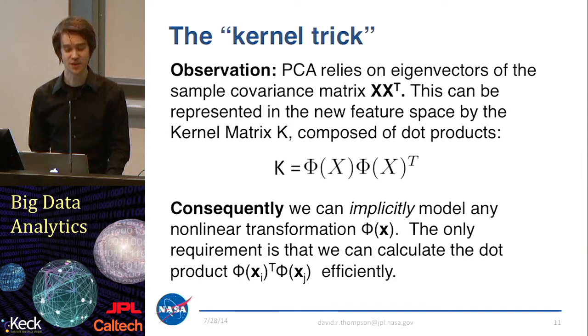Okay, this brings me to the kernel trick. As before, PCA relies on the eigenvectors of the sample covariance matrix, x times x transpose, and we can represent that in the projected space by a matrix of dot products. And the expression for that is given here. So what this means is that we can implicitly model any nonlinear transformation, phi of x. The only requirement is that we have to be able to calculate dot products between those data points efficiently. As long as we know the dot products, we can figure out what the projected representation is. So we actually never have to calculate the explicit high-dimensional representation of the new feature space.